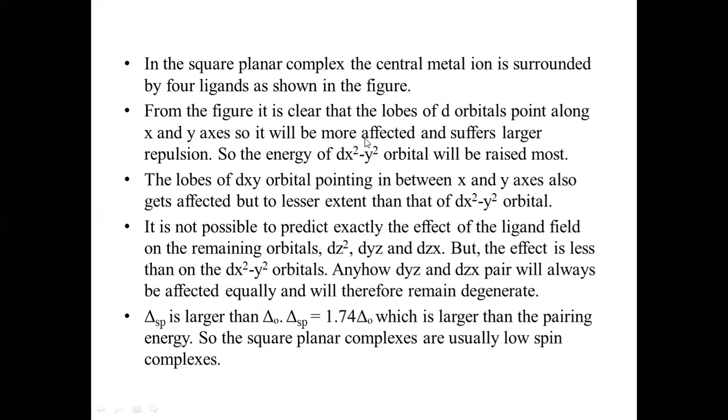From the figure, we are clear that the d orbitals pointing along the x and y axis are more affected. There is more repulsion because of the presence of the ligands, and therefore they increase in energy. Whereas the d orbitals that are present in between the axes get much lesser affected, and they reduce in energy. These are the z orbitals, the z component orbitals. They reduce in energy, whereas the xy component orbitals increase in energy.